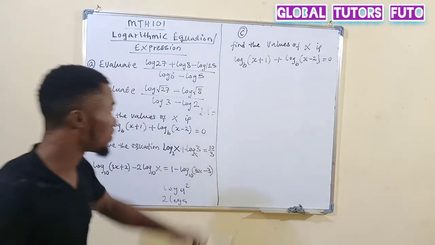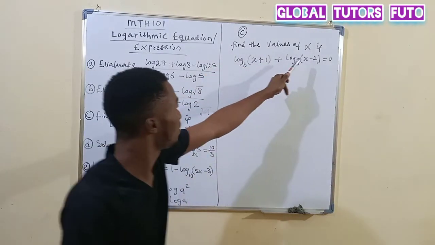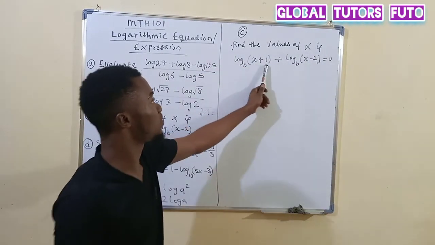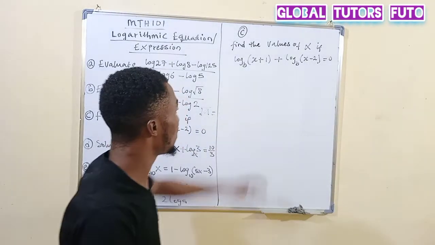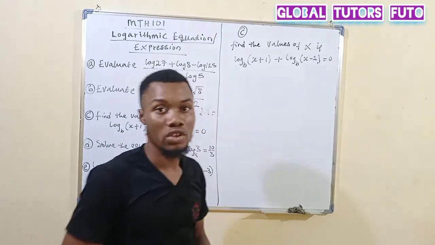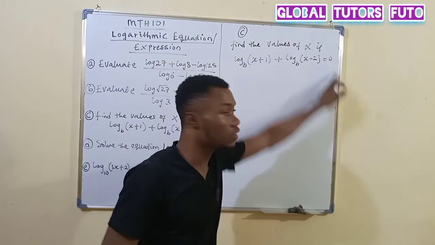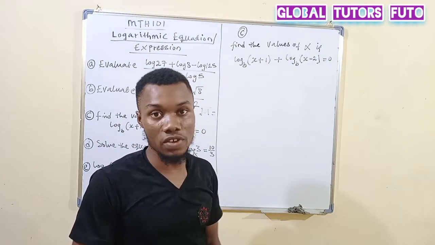Now, solution number C. They said find the value of x if log base b of (x plus 1) plus log base b of (x minus 2) is equal to 0. As you can see, this is a logarithmic equation because it is equal to 0. Now, solving this is very, very easy.